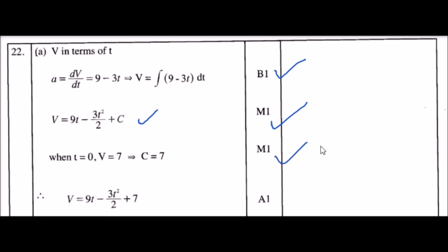Another method for identifying that C is equal to 7 is by substituting T equals 0 in your velocity equation, and finally you get 1 mark for expressing velocity in terms of T. So that you get 4 marks in part A.